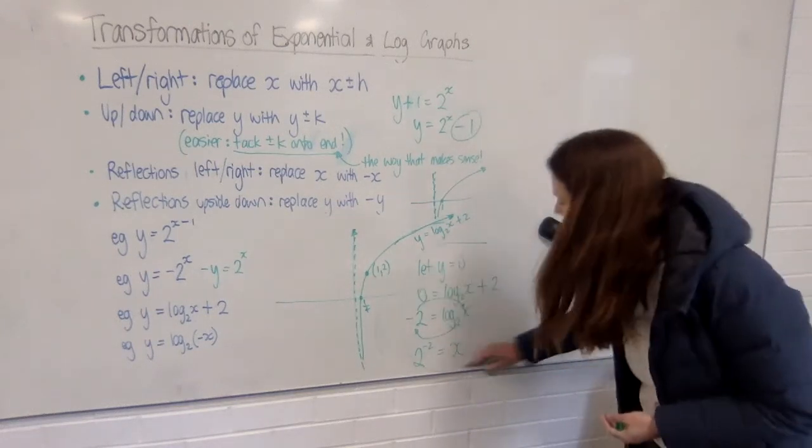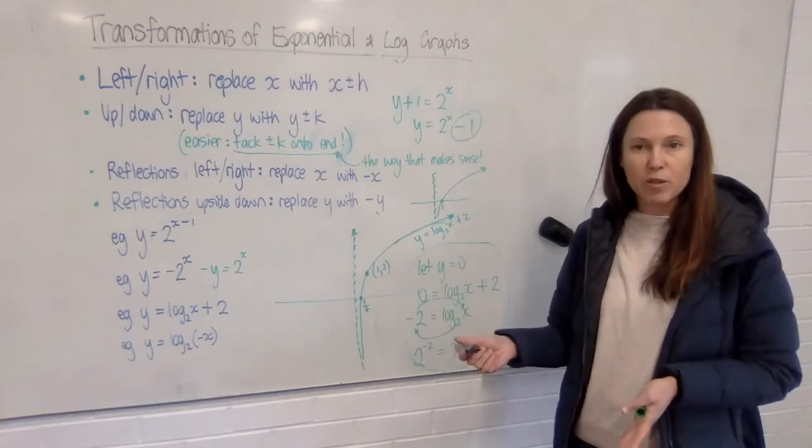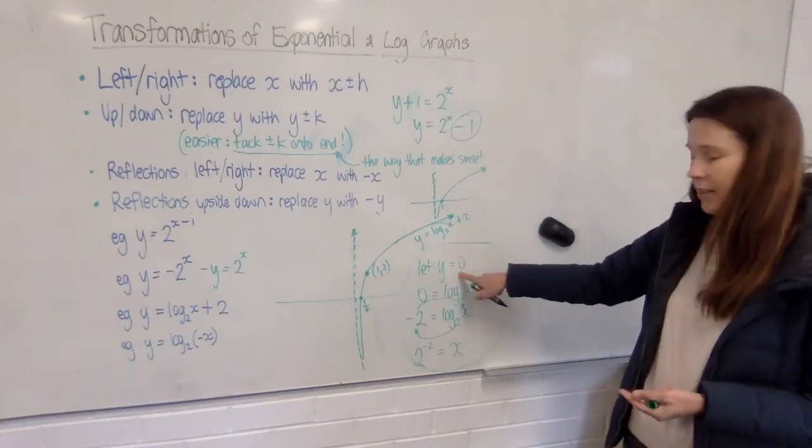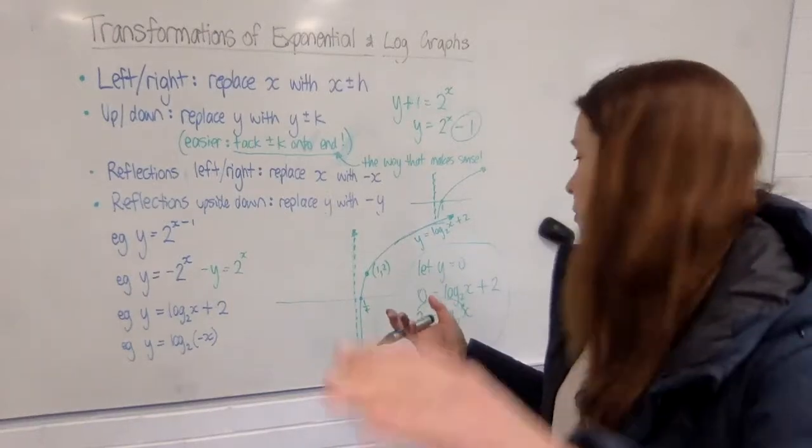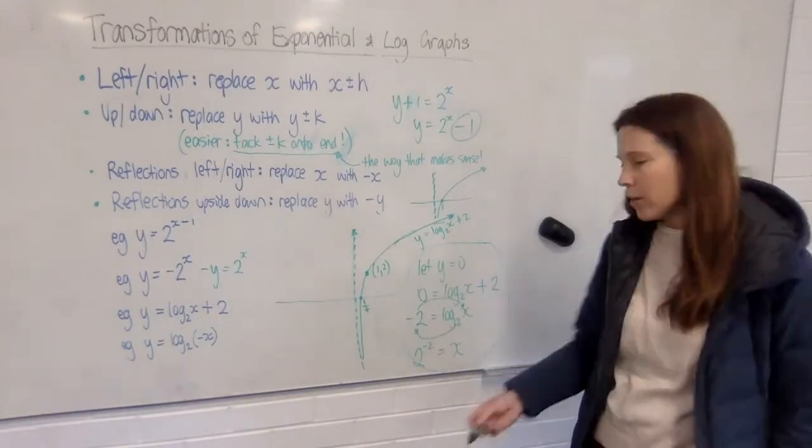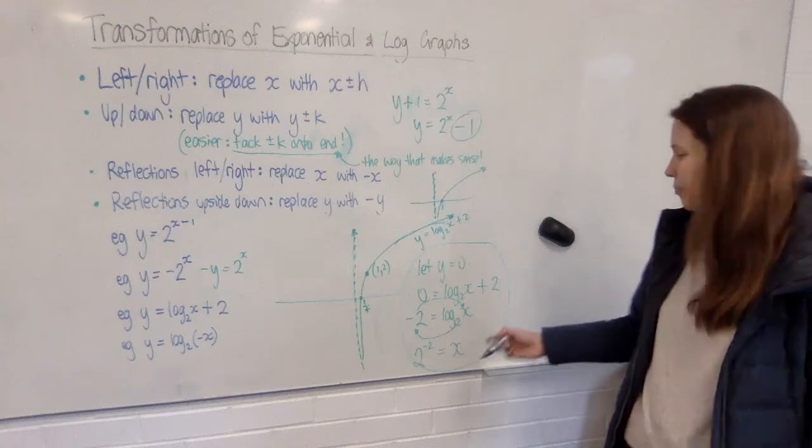Now, there was a little bit of work to do to find that intercept. Sometimes there will be. But just remember how to find an x-intercept, let y equal 0, how to find a y-intercept, let x equal 0, and then solve that little equation.